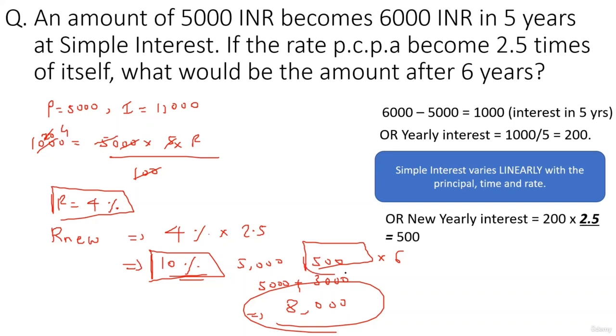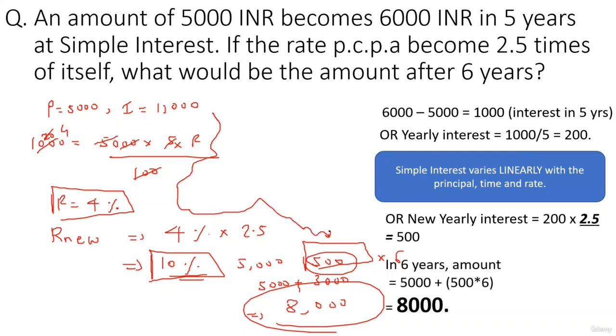Just to reach this figure 500, see what is the level of effort we undertook. Investment is 5,000 principal, 3,000 rupees interest, the total amount is 8,000. It's as simple as that.